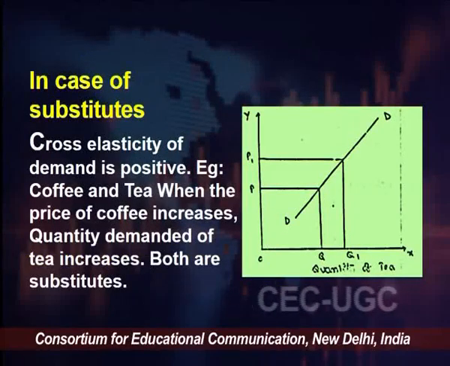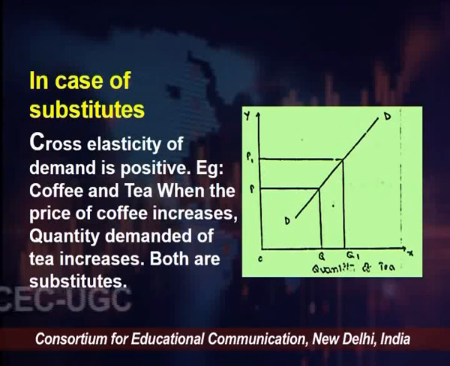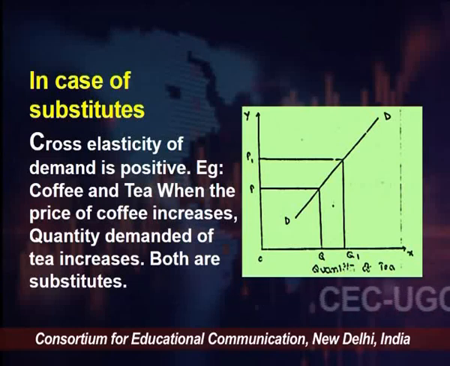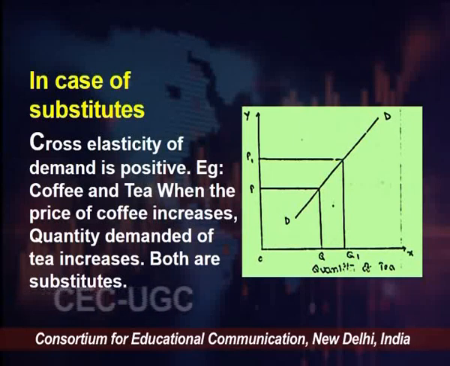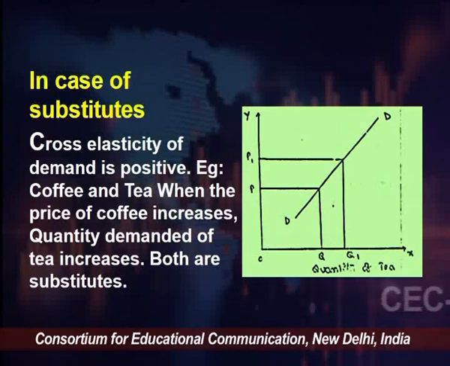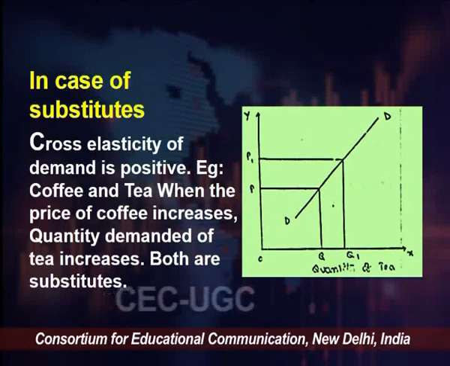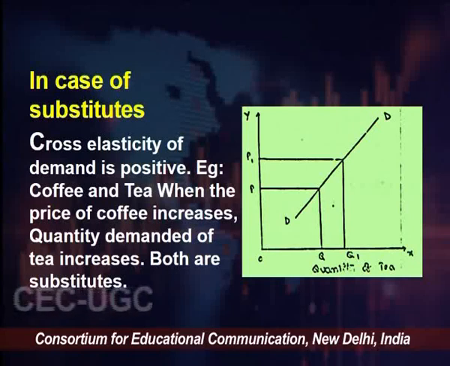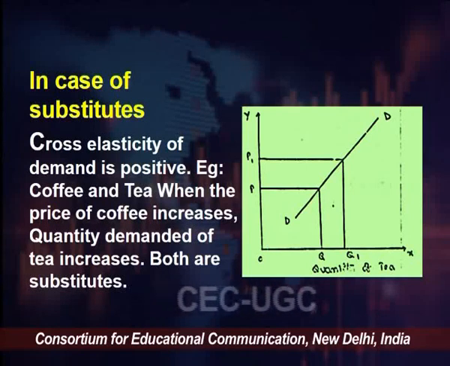So there are two types of relationship between the commodities. Commodities can be substitutes to each other, or commodities can be complementary to each other. Now in case of substitutes, cross elasticity of demand is always positive. Why? Because if the price of one commodity goes up, then demand for the other commodity is bound to increase. For example, tea and coffee. When the price of coffee increases, quantity demanded of tea increases because both are substitute goods, and here the slope of the demand curve will be upward sloping.